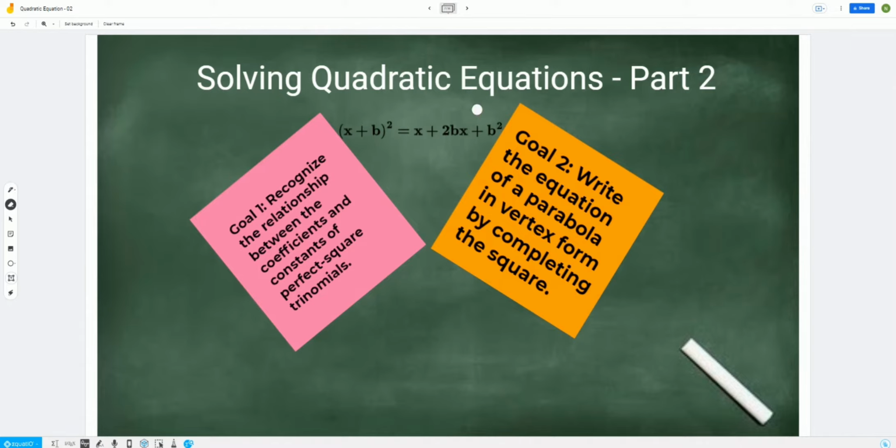In this video, I'm going to talk about how to solve quadratic equations, part 2, by completing the square. There are two goals in this part. Goal 1: recognize the relationship between the coefficient and the constant of perfect square trinomials. Goal 2: write the equation of a parabola in vertex form by completing the square. Let's go to the next slide.